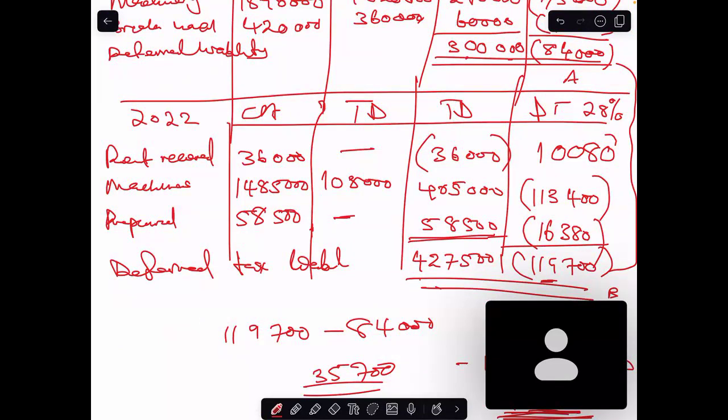Any questions, people? You now know how to calculate current tax and deferred tax. You can now attempt any question. Anyone with a question?